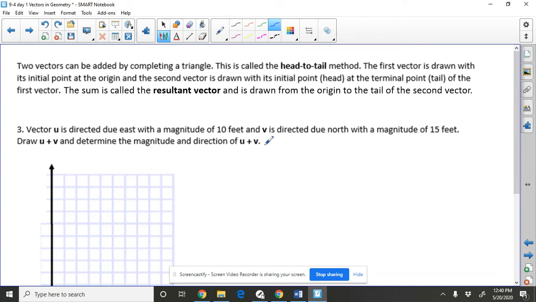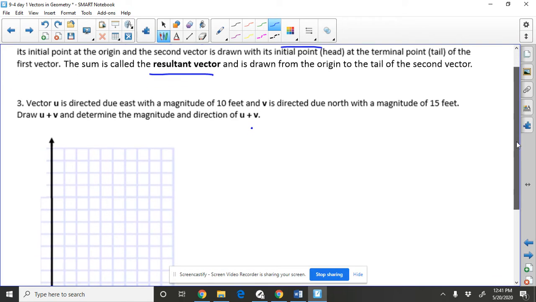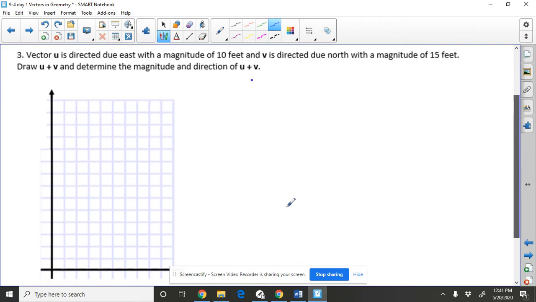Two vectors can be added by completing a triangle. So we're going to add using what's called the head-to-tail method. The first vector is drawn with its initial point at the origin, and the second vector is drawn with its initial point at the terminal point of the first vector. You add one to the end of the other. The sum is called the resultant vector. You have to draw in the resultant vector. It is drawn from the origin to the terminal point of the second vector. The resultant vector adds together the other two. So here we have vector u that is directed east with a magnitude of 10 feet.